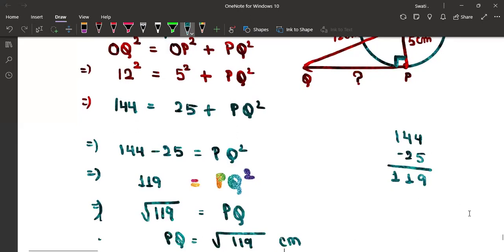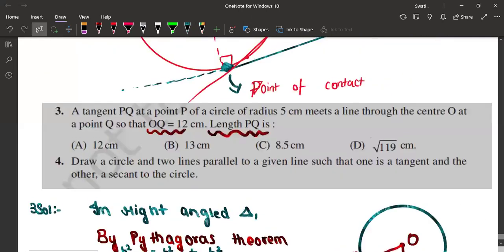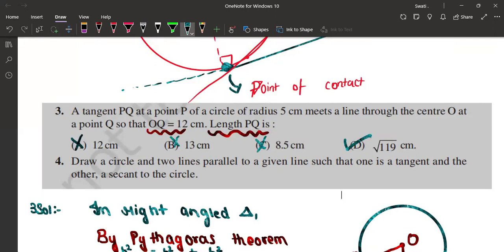Now let's see, do we have this as an option or not? Check. A, no. B, no. C, no. The correct answer is D. Do you agree? Okay. Now let's go to the next question. The next question is the simplest question of this exercise.